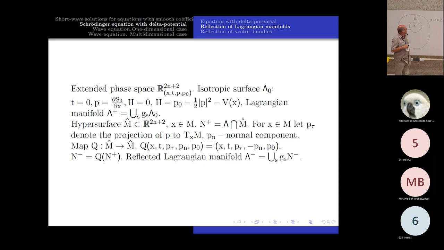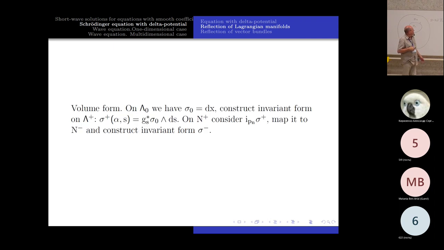And we have to define this map, which simply changes the sign of the normal component. And then we apply this map to the surface N. The surface N comes from the support of the delta function. We obtain the surface N minus, and then shift the surface along the trajectories of the classical Hamiltonian system. Then we have two Lagrangian manifolds in R^{2n+2}. This is the main geometrical object in this case.